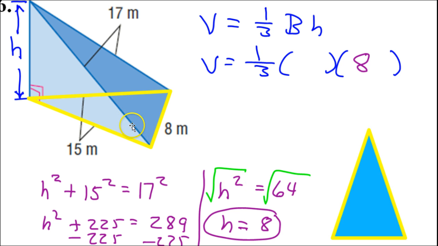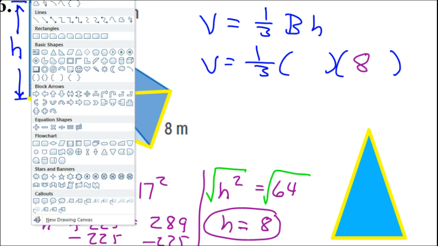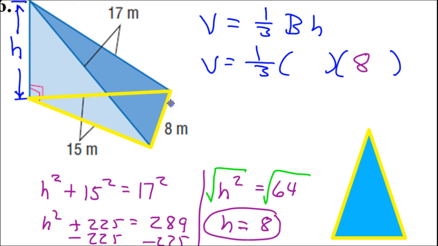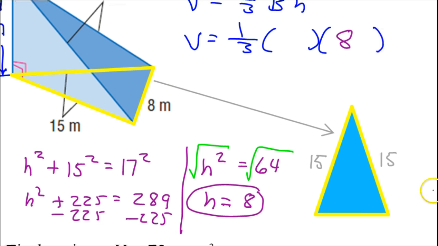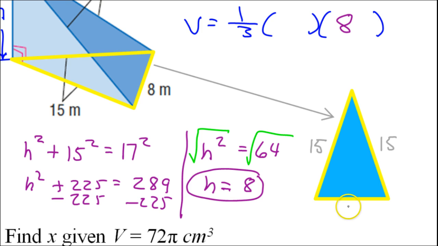Okay, so I hope you can visualize this. I've taken the base, this triangle right here, and I've redrawn it over here. Okay, so this is this triangle now. And again, it's isosceles, so we know that these sides are 15. So we have 15 and 15. And we know that the base is 8. Okay, so we know that this is 8.